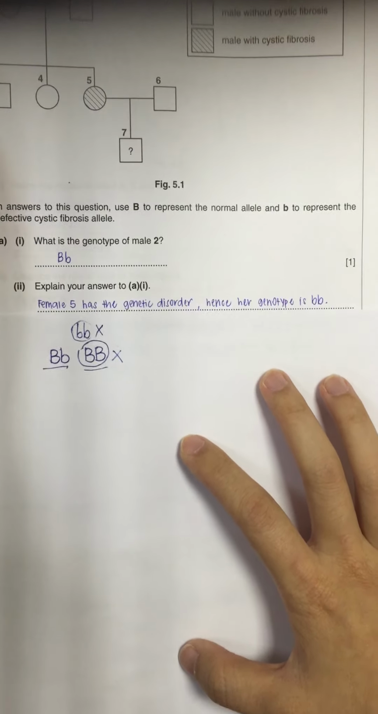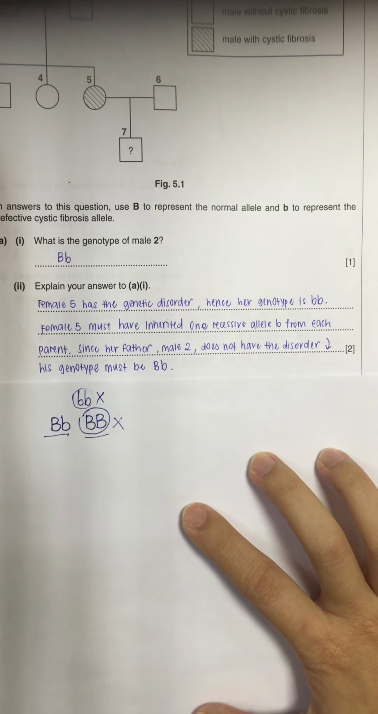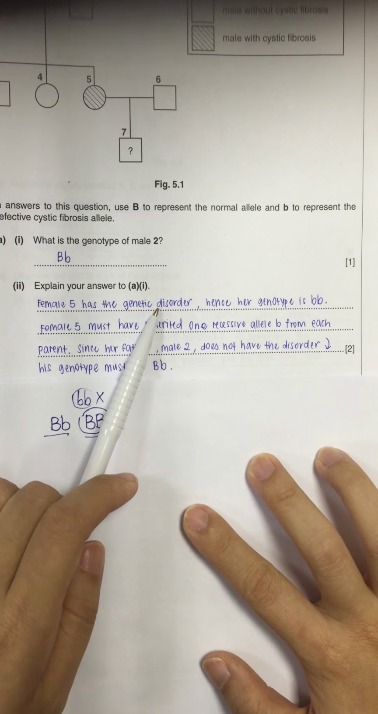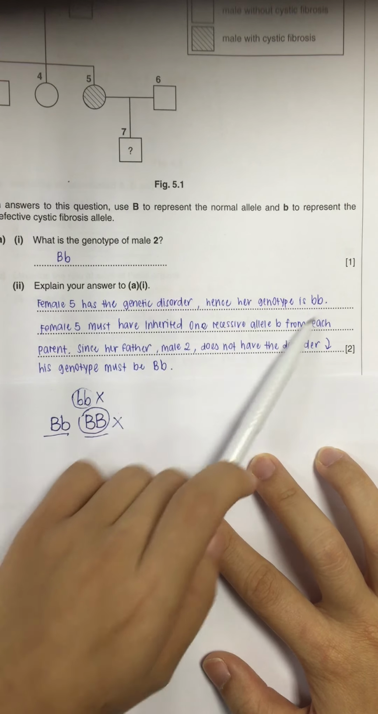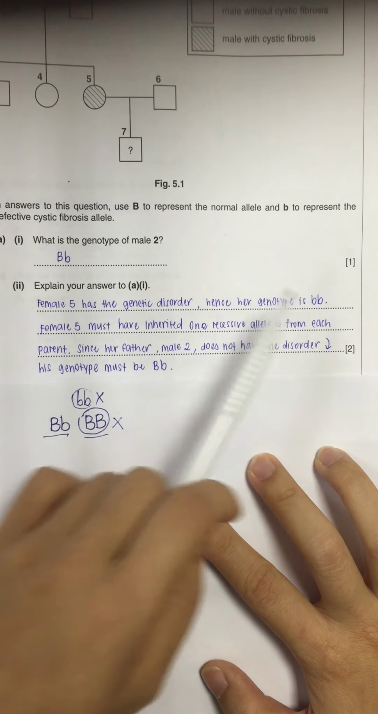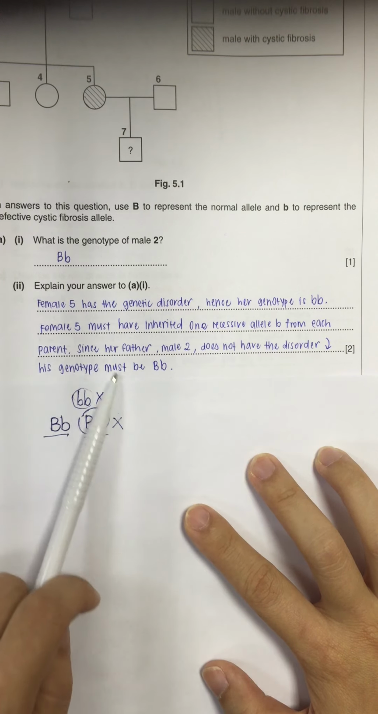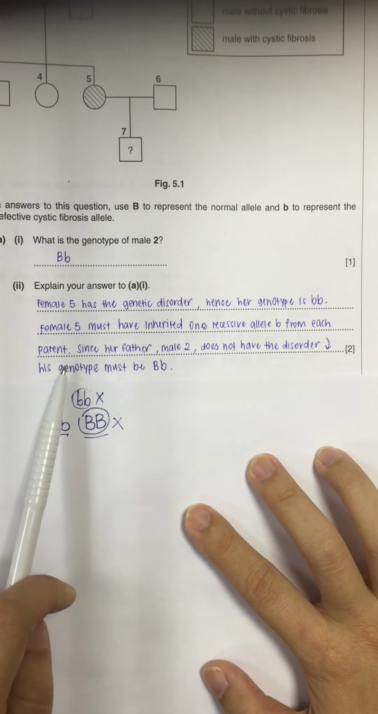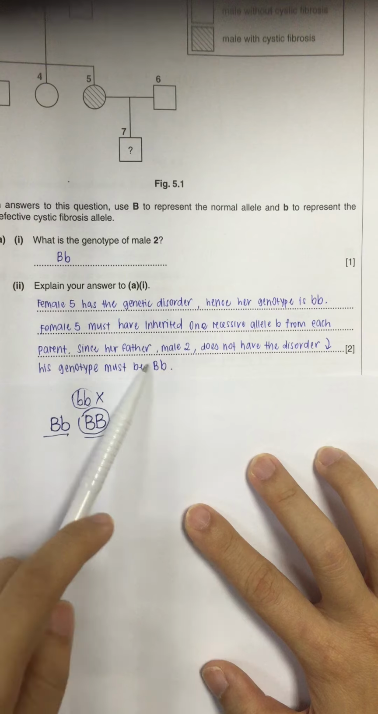Okay, and this is how you explain your answer. Because female 5 has the genetic disorder, and therefore her genotype has to be homozygous recessive. And female 5 must have inherited one recessive allele from each parent. Since the father does not have the disorder, his genotype must be heterozygous.